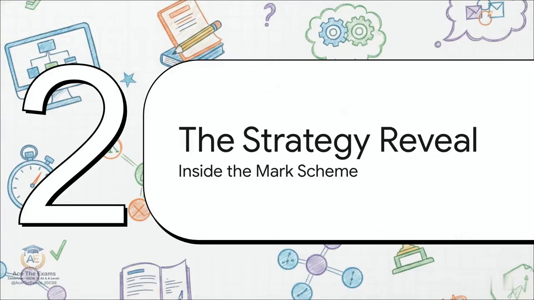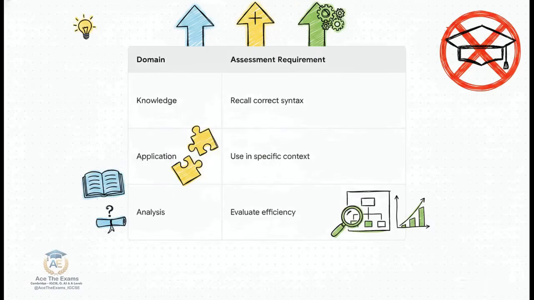Moving right along to Section 2, the strategy reveal. Let's look inside the mark scheme. Okay, so the assessment framework for instruction groups actually targets 3 distinct cognitive domains, and you absolutely must hit all 3. Column 1 is knowledge and understanding. This is just your baseline, like, can you actually recall the correct syntax for an unconditional JMP or conditional while loop? Column 2 is application.